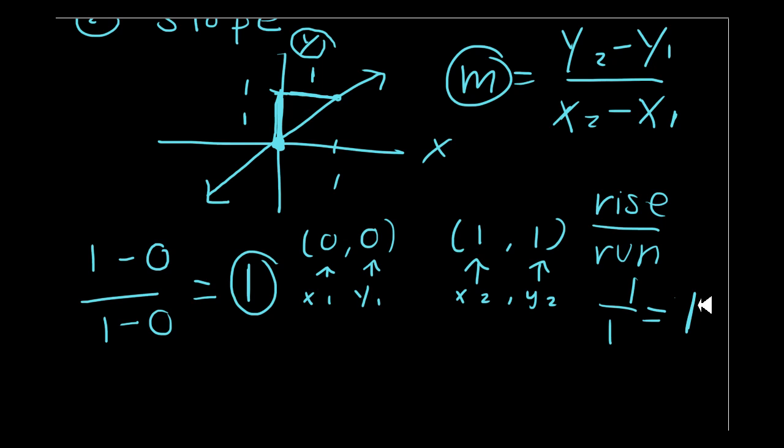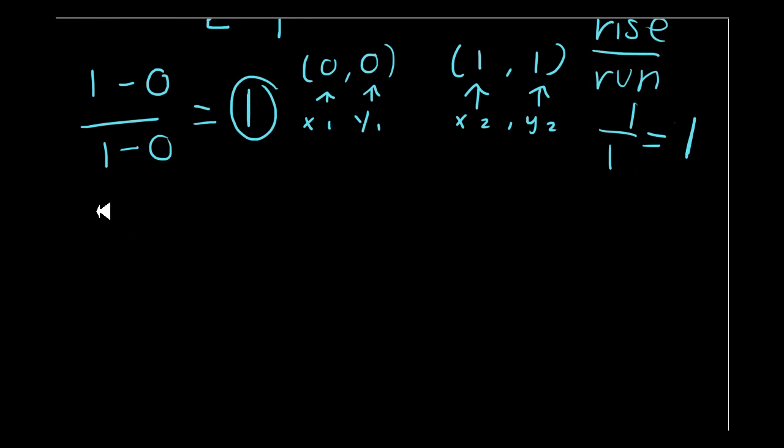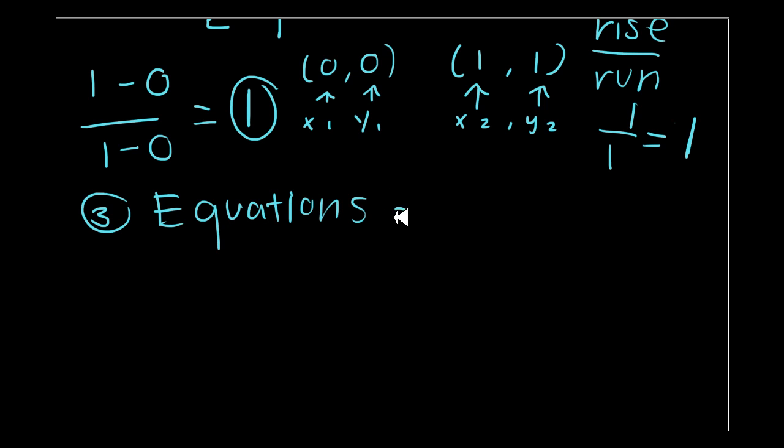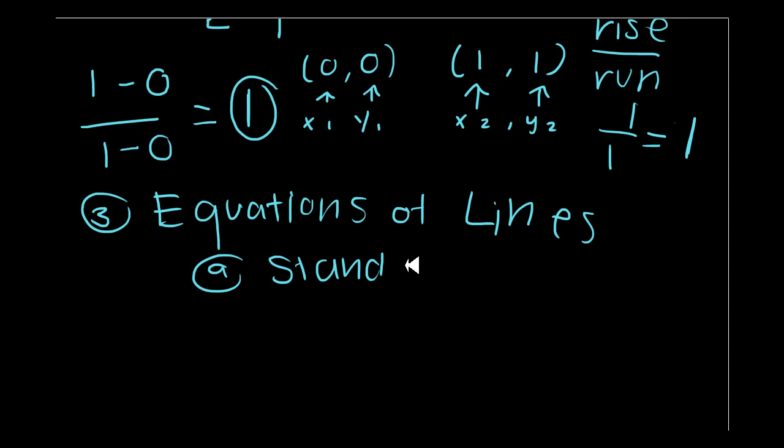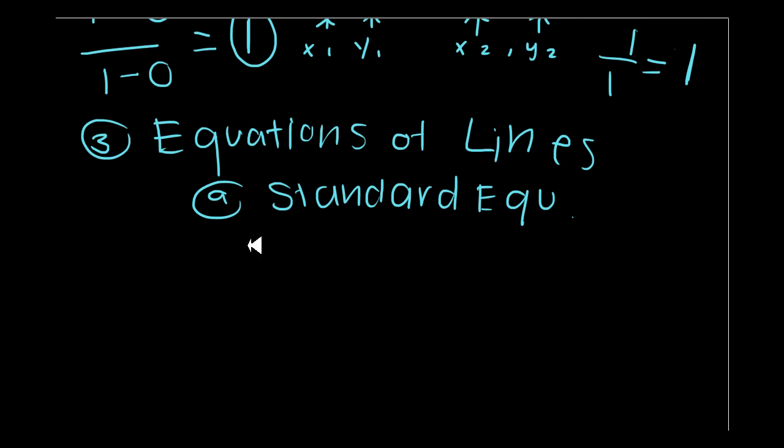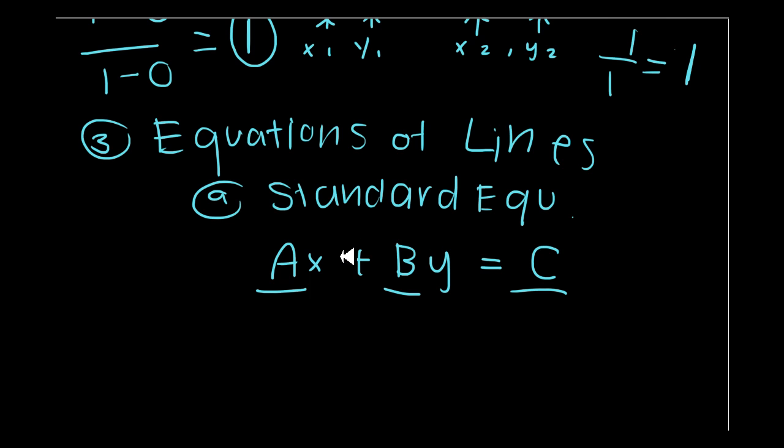The third thing that I'm going to teach you is called equation of lines. There are many different equations. The first one is called the standard equation. I'm going to shorthand it. The standard equation follows this: ax plus by equals c. Now, a, b, and c are constants, meaning they're numbers, while x and y are variables, so you don't know what they are.